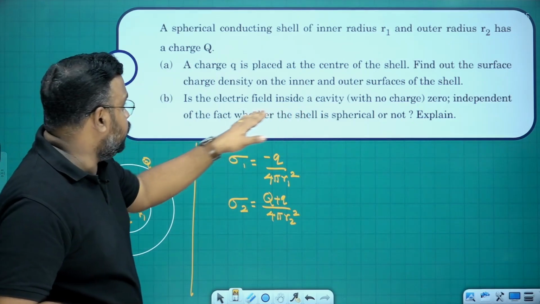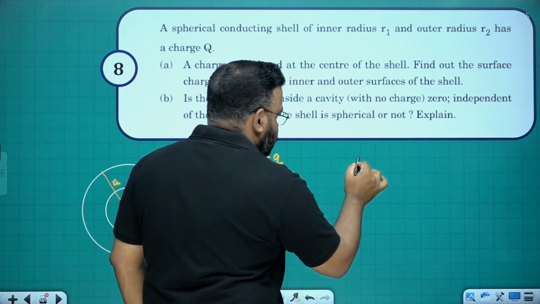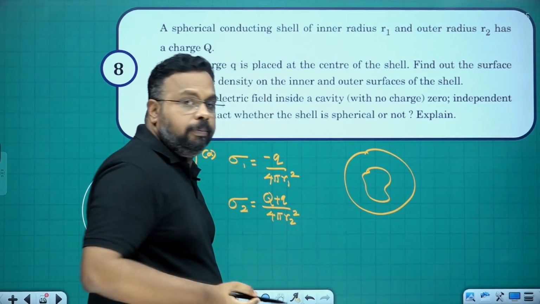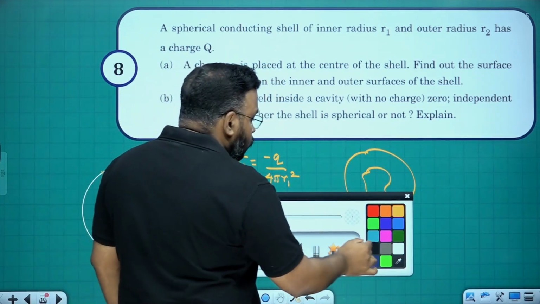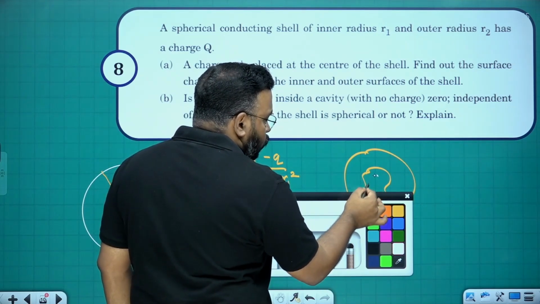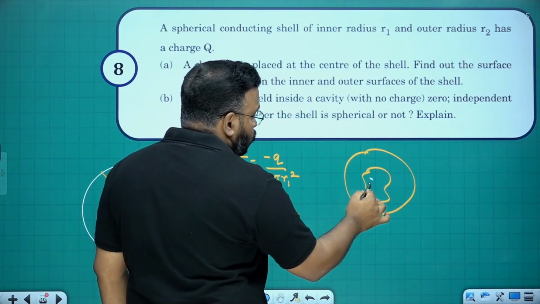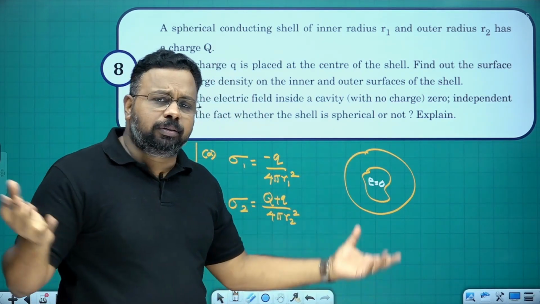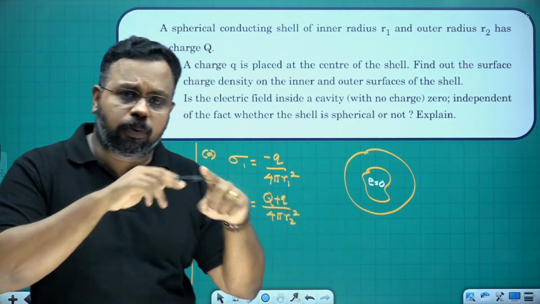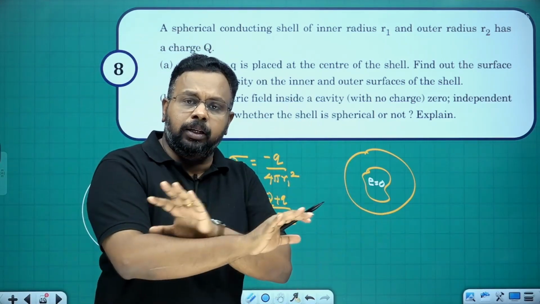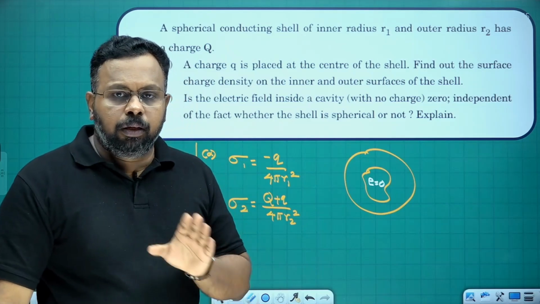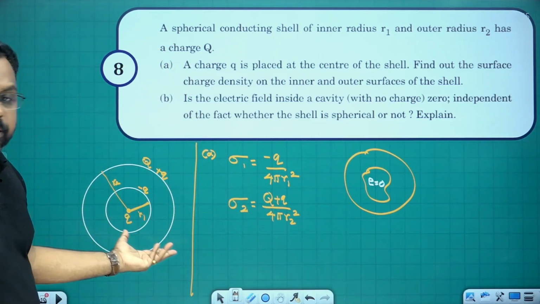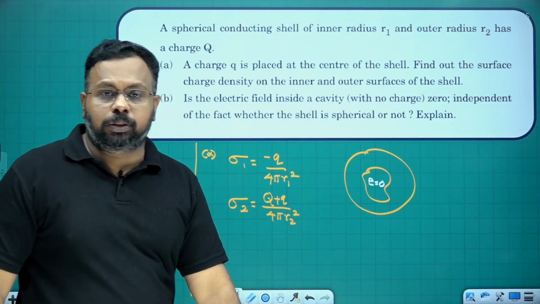With no charge they are asking, is the electric field inside? I am just taking a conductor and there is a cavity here. So inside this, surely the field will be 0 because no charge is enclosed. If you construct a Gaussian surface inside this, the net charge enclosed will be 0. So E is equal to 0, independent of the fact whether the shell is spherical or not. No matter whether the shell is spherical or not, inside a conductor, if there is a cavity, the electric field will be 0. Electrostatic properties of a conductor. So this is actually 3 marks, but it is very easy. There is not much calculation at all, just the basic idea you can use.